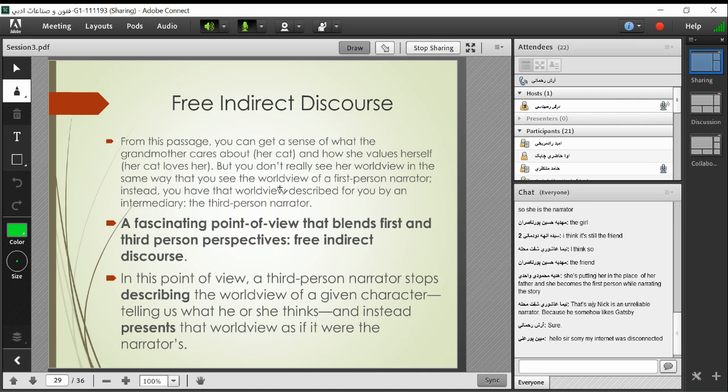In this point of view, we have a traditional third person narrator first, who is describing what is happening in the story, telling us what he thinks, what the characters think, etc. But then, at some point in the story, the narrator disappears, and even though the pronouns are still he, she, they, the story is presented to us. It is not described for us. It is presented to us as if the mind of the character gave us the objective reality of the narrator.